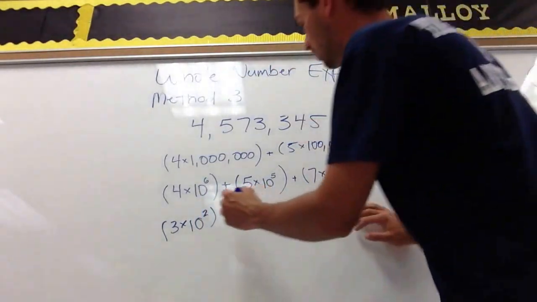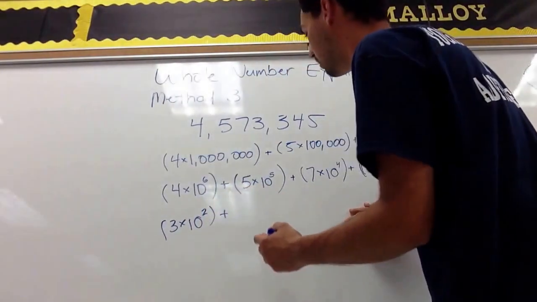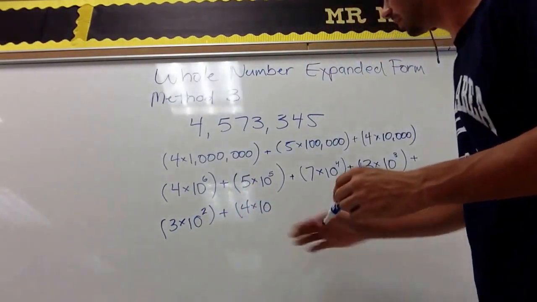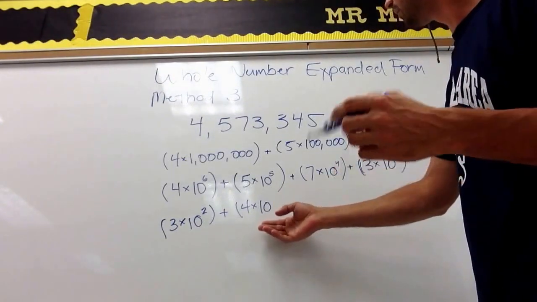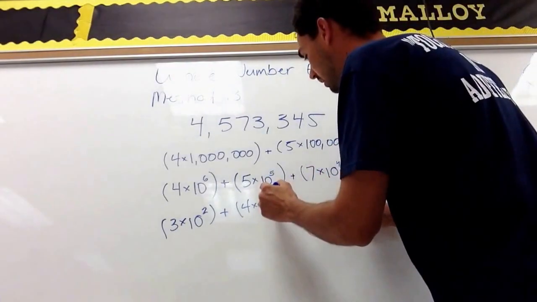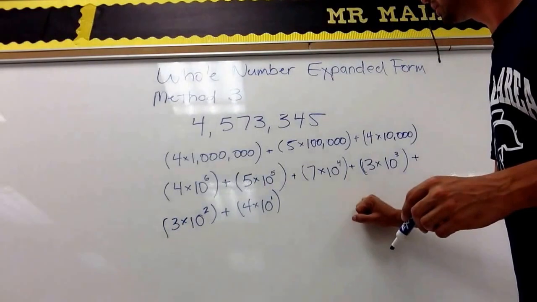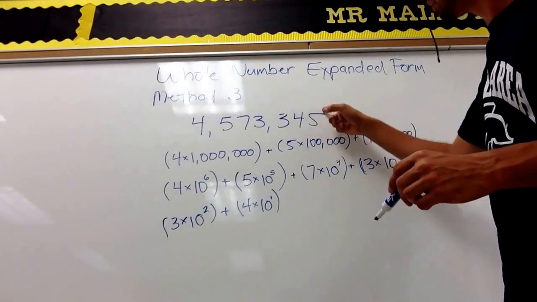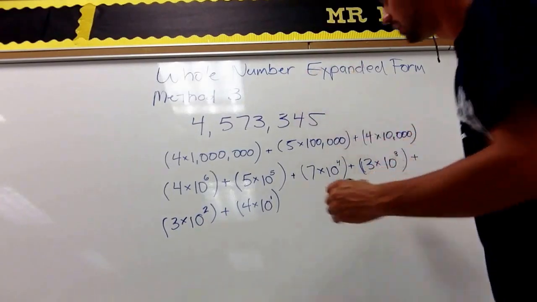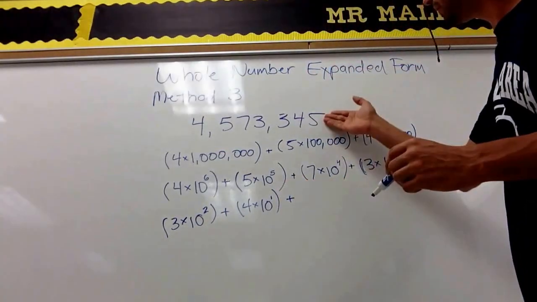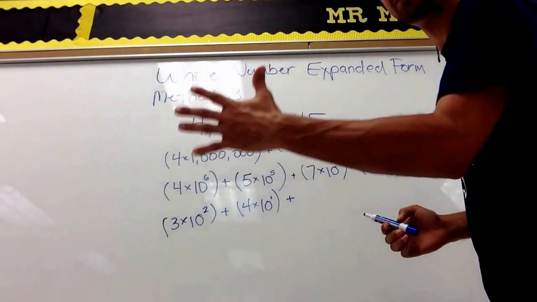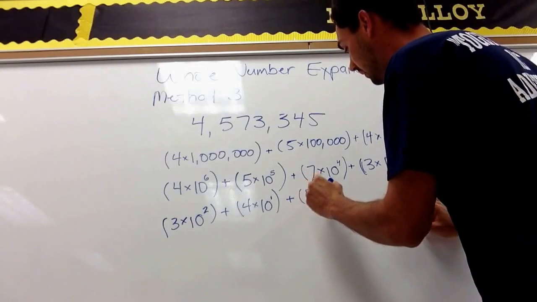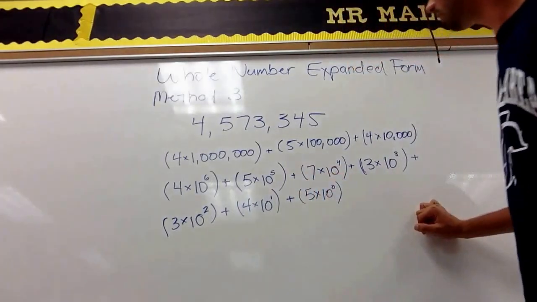Then I have that 4. That 4 doesn't really represent a 4. It actually represents a 40. How can I represent that in exponential form? Well, still base 10. 40 has 1 zero in it, so it would be 10 to the 1st power, and just 1 times 10, right there. And then that 5, the only one, that 5 is actually a 5. So 5 times 10 to the 0 power.